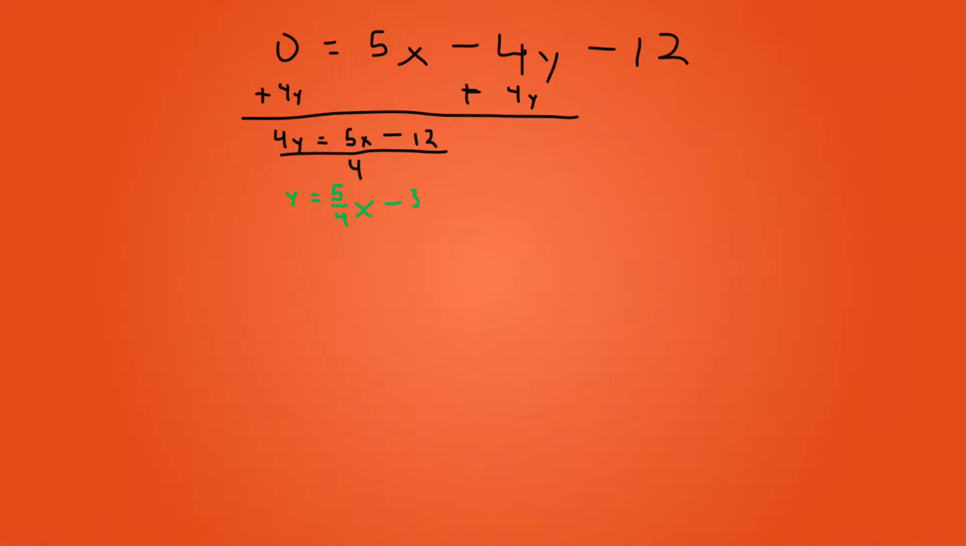I have been asked to find the x and y intercepts, so we're starting out with this problem: 0 equals 5x minus 4y minus 12. To find the y-intercept, we want to solve for y. That puts it in slope-intercept form.